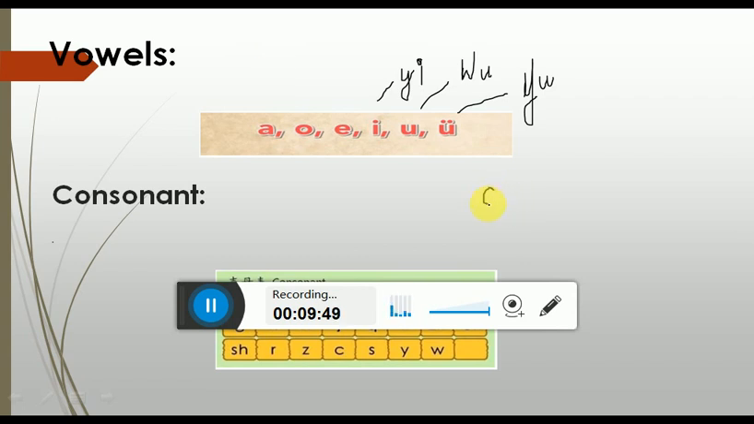We write a tone on a vowel. There are five tones. The first tone is the flat tone. The second tone is the rising tone. The third tone is the curved tone. The fourth tone is the falling tone. And the fifth tone is neutral. So here there are basically five tones.